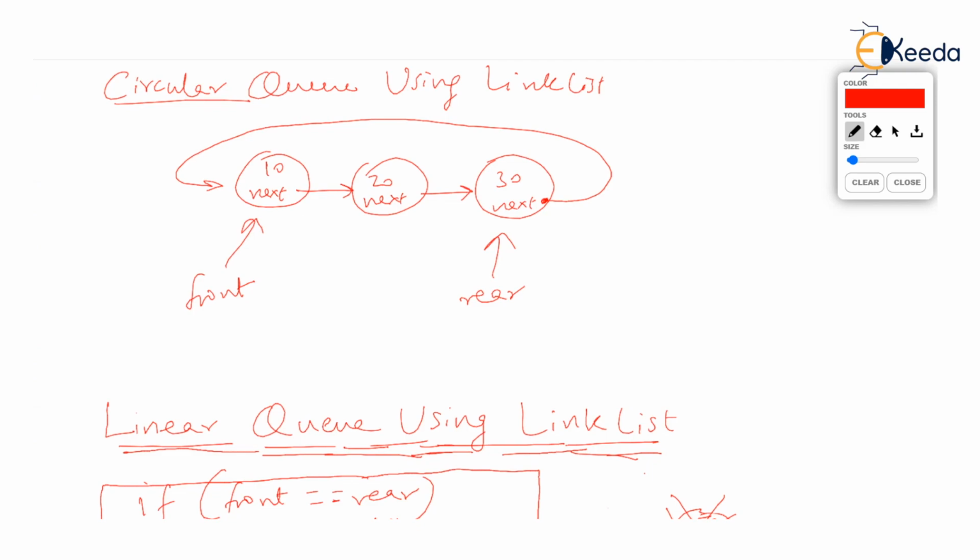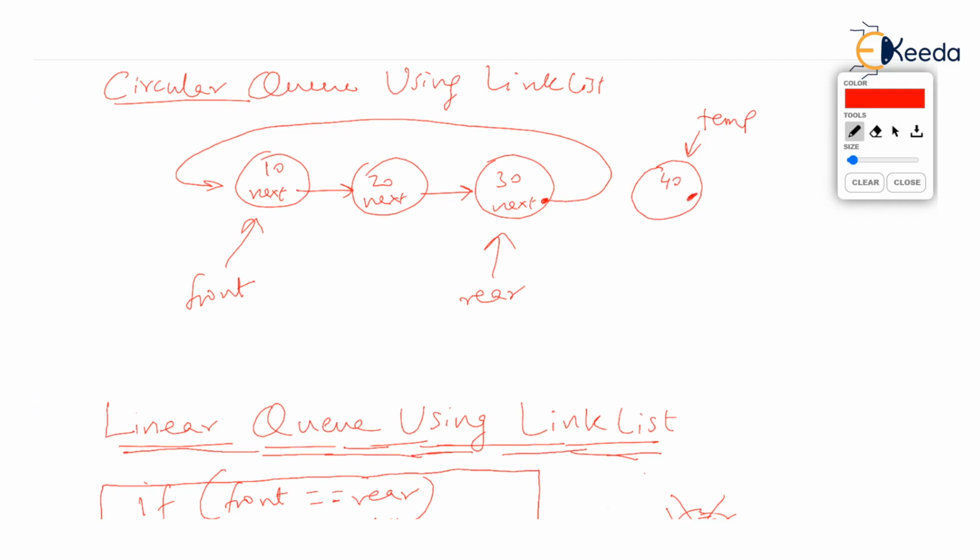Okay, let's see. Suppose we want to insert one node here. What do you do? You create a node using malloc, let temp point to that node, and let temp arrow data be 40. Now, what's the next change? 40 is now the last node, isn't it? 40's next should point back to 10. But 30's next is pointing to 10. That's wrong now, isn't it?